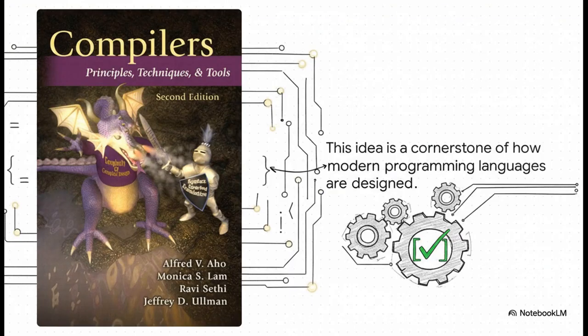And this isn't just some random rule somebody made up. It's a true cornerstone of computer science. It's detailed in foundational textbooks like this one, which generations of programmers affectionately call the Dragon Book. It's one of those core ideas that makes all the reliable software we use every single day even possible.